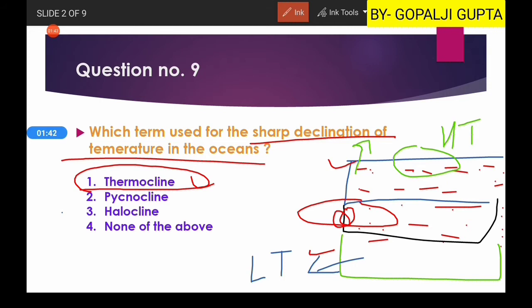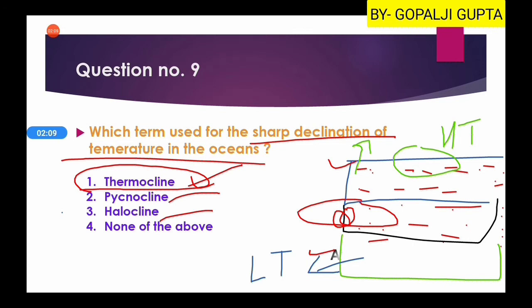Then we have two other terms, pycnocline and halocline. Pycnocline is the sharp change in density, as you know that density also increases as we move downward into the ocean, while halocline is the sharp change in salinity. So thermocline is for temperature, pycnocline for density, and halocline for salinity. Hence here the first option will be our right answer.